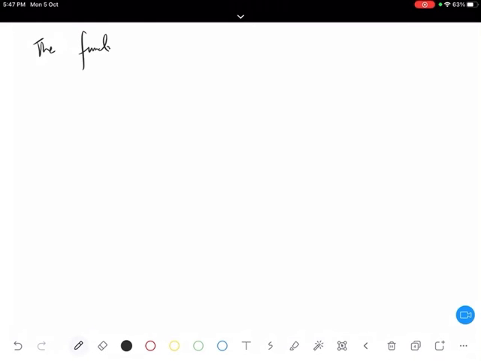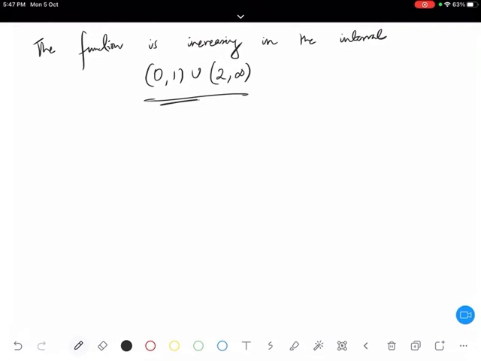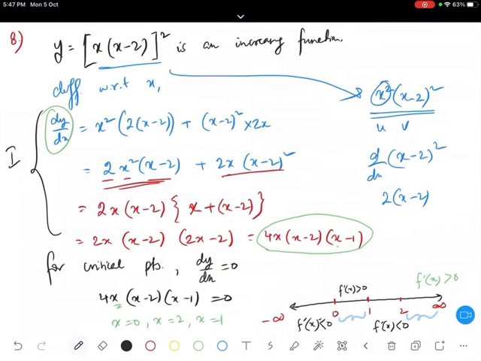That's right. So my answer for that question will be the function is increasing in the interval 0 to 1 union 2 to infinity. That will be my answer. Look at it carefully and see. Guys, please don't have doubts. If you have doubts, please clear it up. Okay? So that's how we do question number 8.